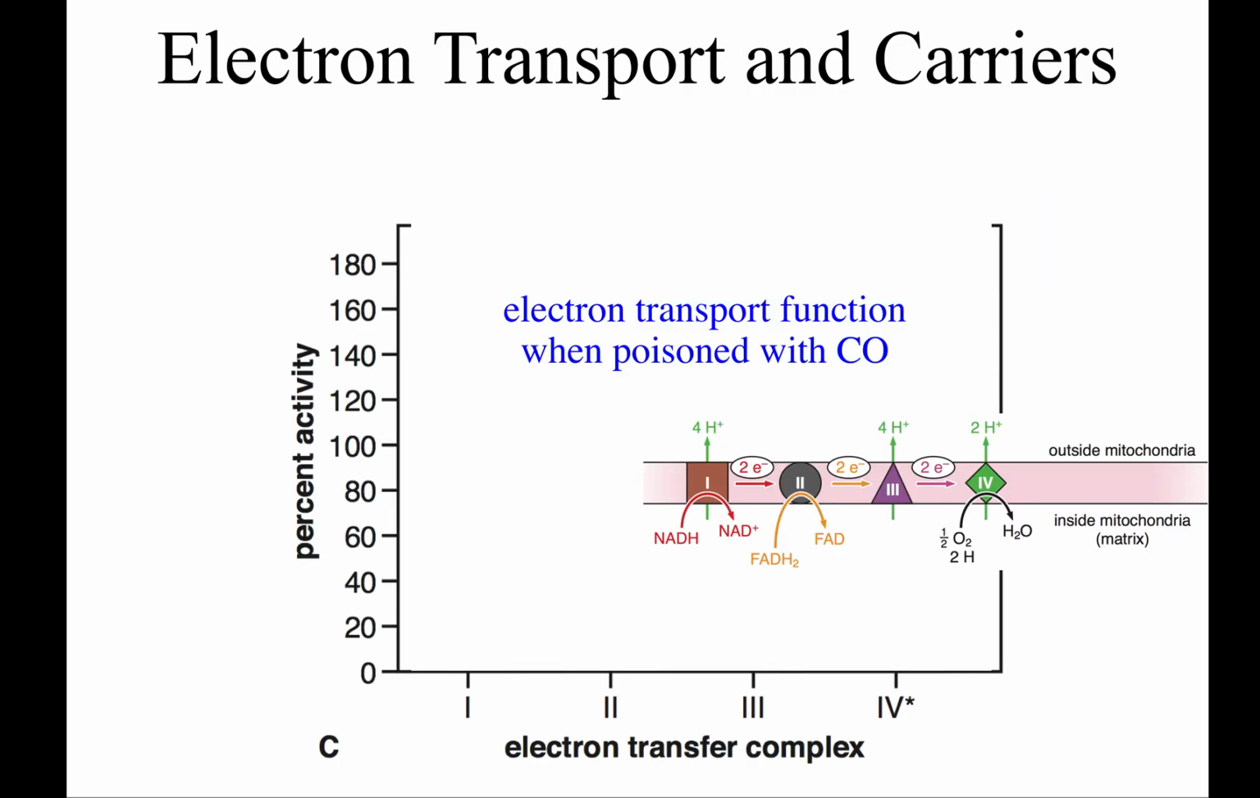Okay. Now, you have probably heard in the news that if people use something that burns a fuel, like a heater or something like that, and they're not well ventilated, it can produce carbon monoxide, carbon with 1 oxygen, versus carbon dioxide, which is what you breathe out. Carbon monoxide poisons electron transport. And where does it poison electron transport?